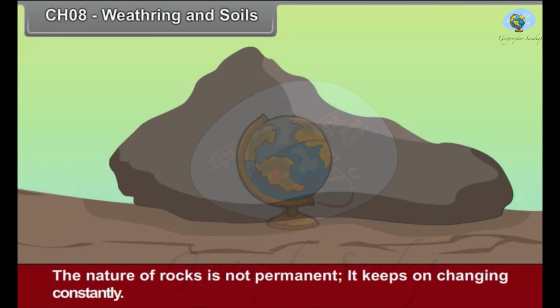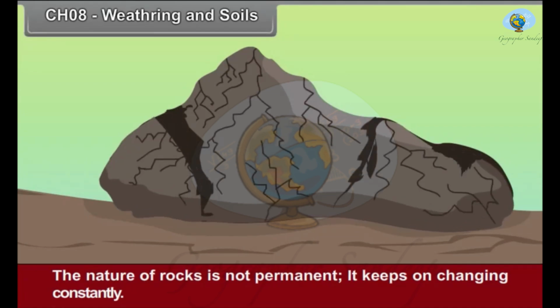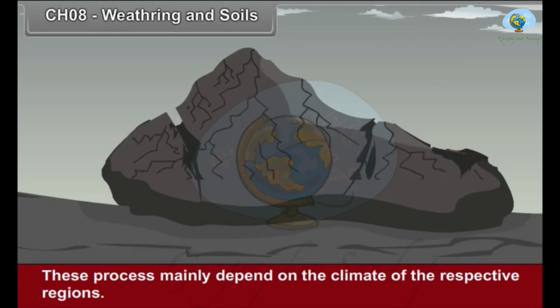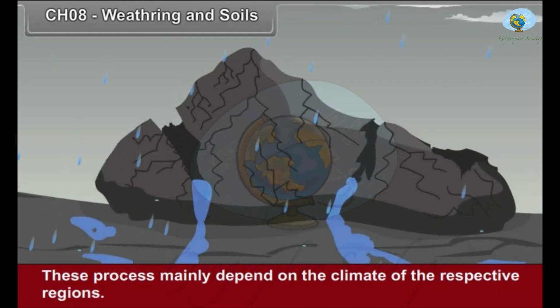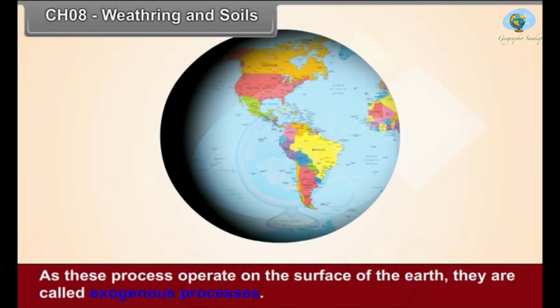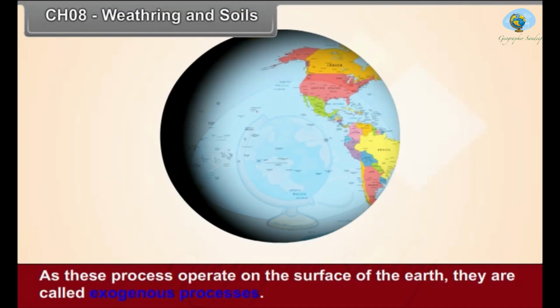These changes are brought about by weathering and erosion. These processes mainly depend on the climate of respective regions. As these processes operate on the surface of the earth, they are called exogenous processes. In this chapter, we shall see how rocks weaken through the processes of weathering and how soil is formed.